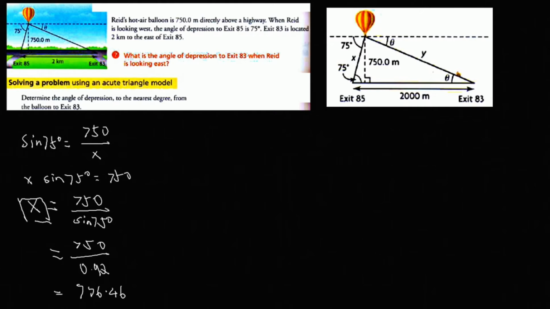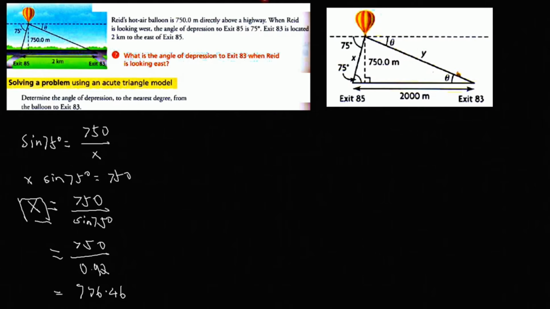Okay, next we find Y. In this acute triangle, we know X, and we know the 2,000 meter side. We don't know this side, which is Y, but we know the 75 degree angle. We know two sides and the angle between them, so we can use the cosine law to determine Y. Let's do it.